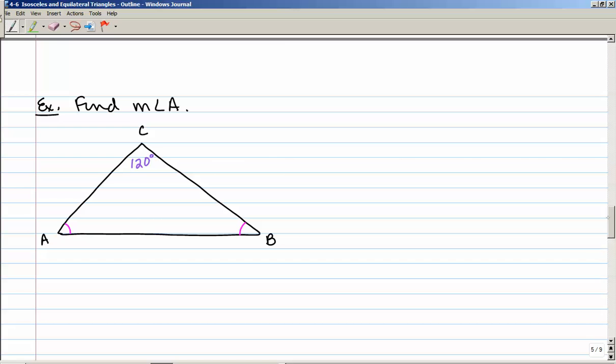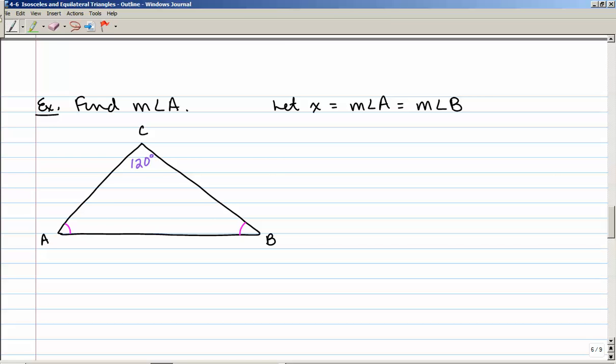Let's take a look at another couple examples here. So in this one we have a triangle ABC, with an angle at the top of 120, and angles A and B are congruent to each other, and we need to find the measure of angle A. So I'm going to start by saying, let x equal the measure of angle A, but then I also know that angle A and angle B are congruent. So that's also going to be equal to the measure of angle B.